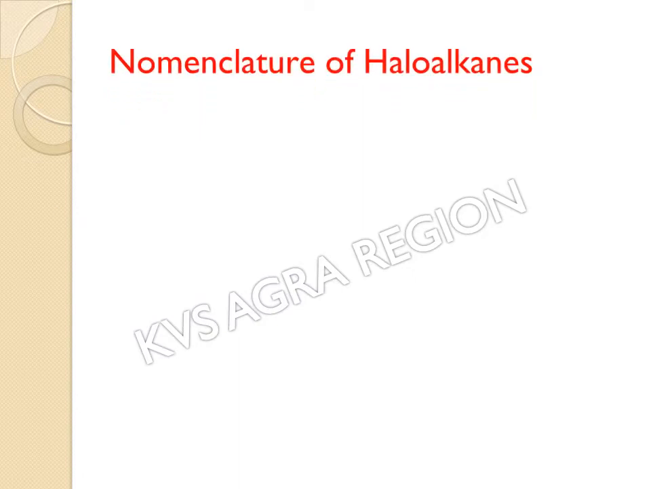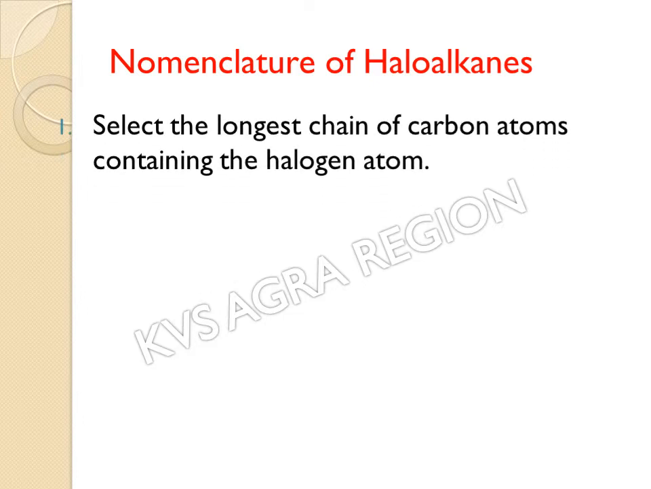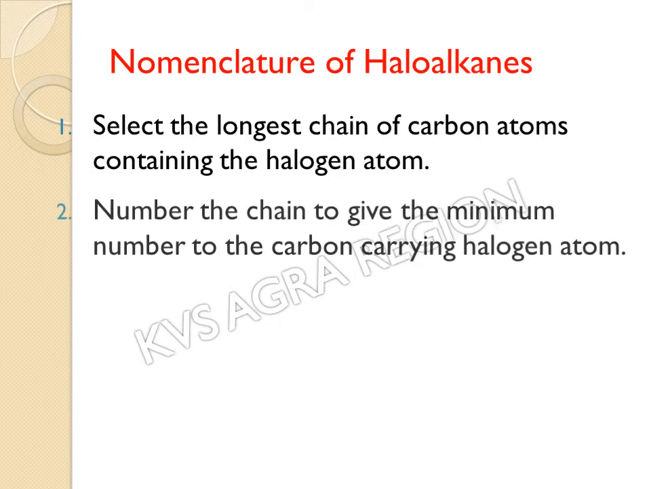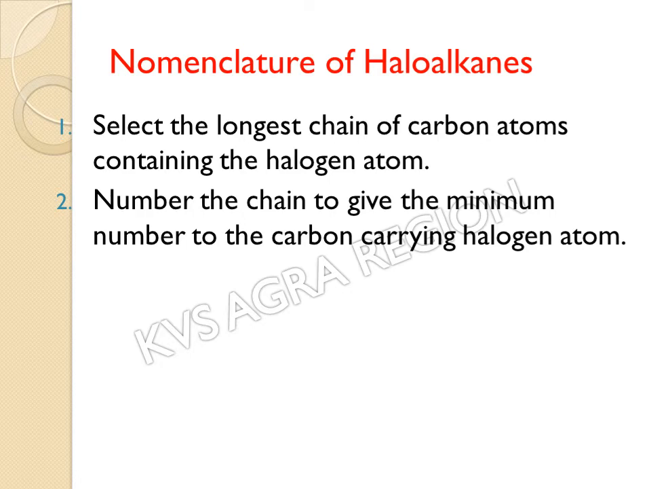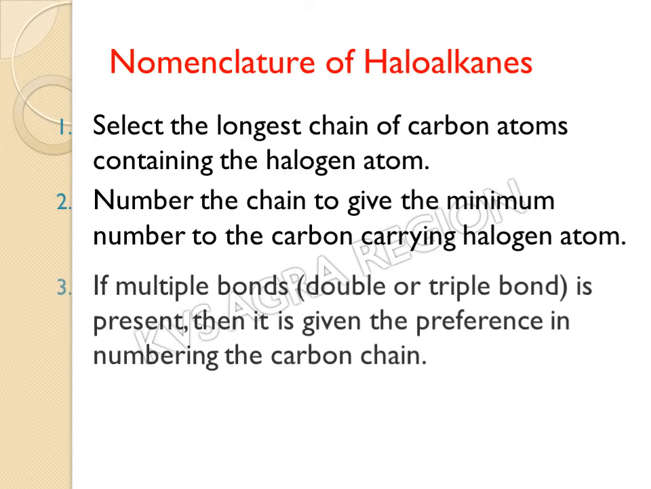Now, let's see how to do the nomenclature of haloalkanes. Select the longest chain of carbon atoms containing the halogen atom, because we are going to do the naming of the haloalkane. Secondly, number the chain to give the minimum number to the carbon carrying the halogen atom. It means numbering is to be done in such a way that the carbon on which the halogen atom is attached should get the lowest number.